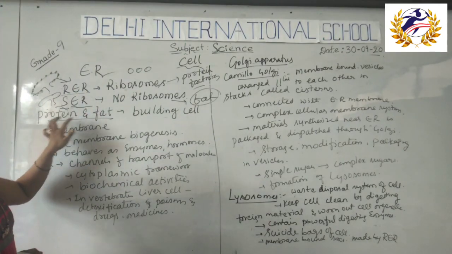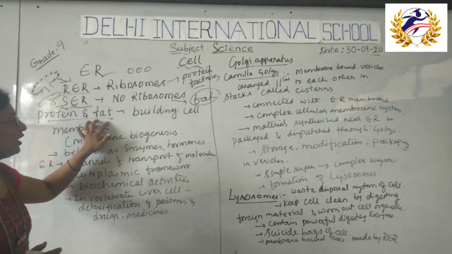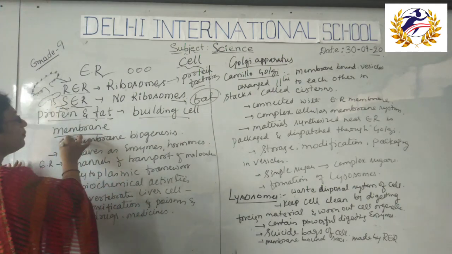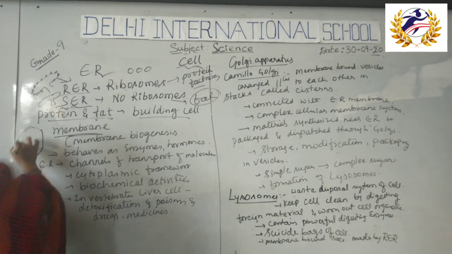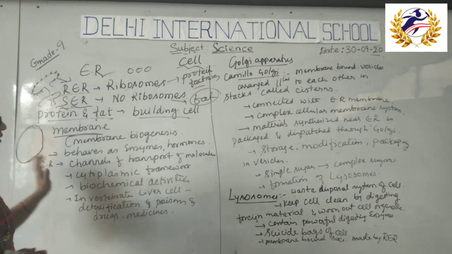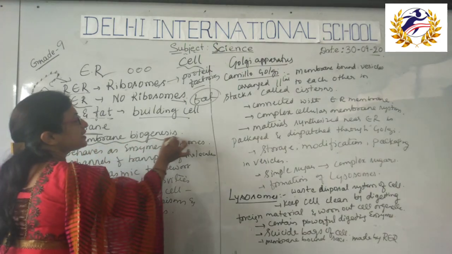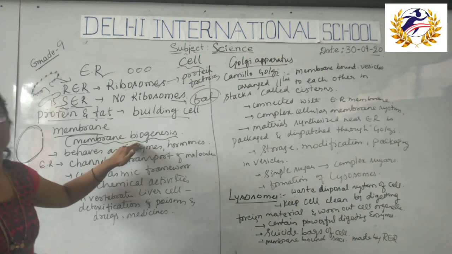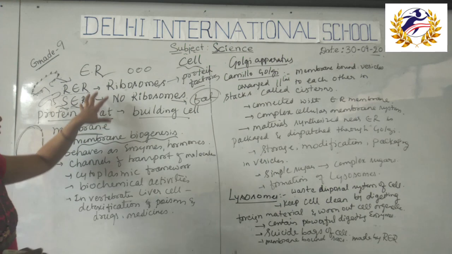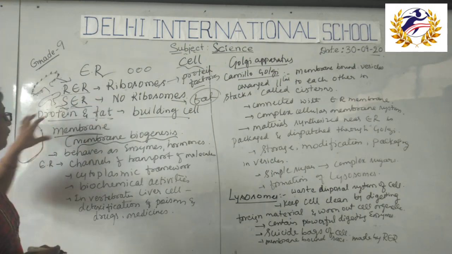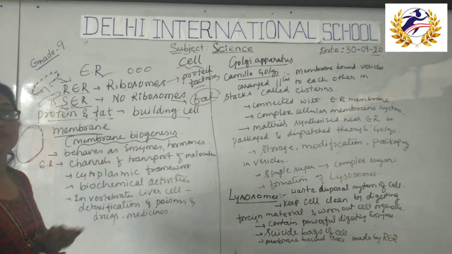So once this protein and fat are produced, where are they utilized? They are utilized in order to build the cell membrane. This cell I showed you just now, this cell membrane should be very strong, isn't it? To build this is called membrane biogenesis, that is, membrane synthesis. To produce this membrane, the protein and fat prepared by the RER and SER will be utilized for membrane biogenesis, and it behaves as enzymes also.